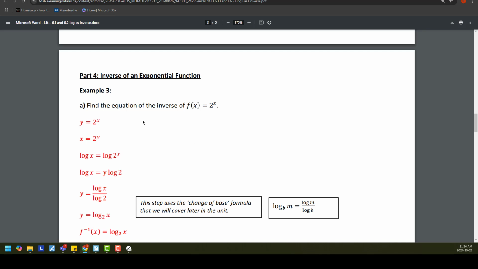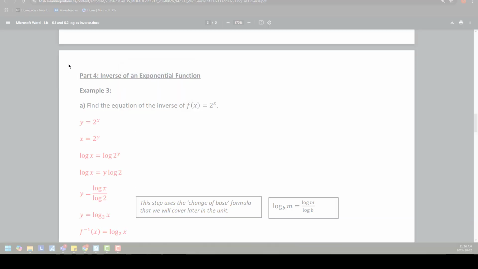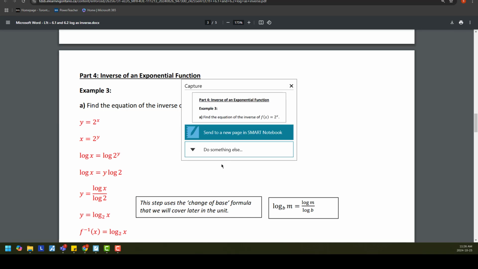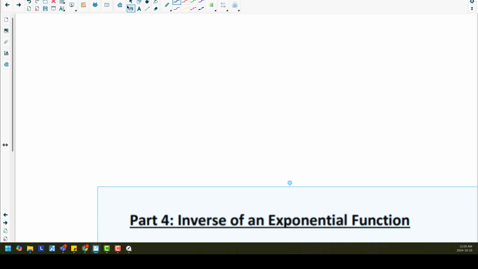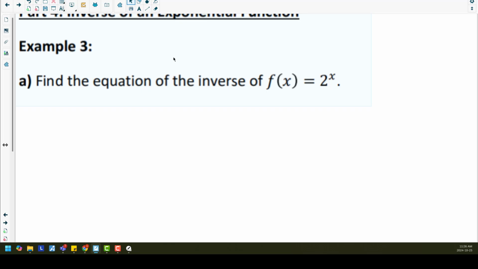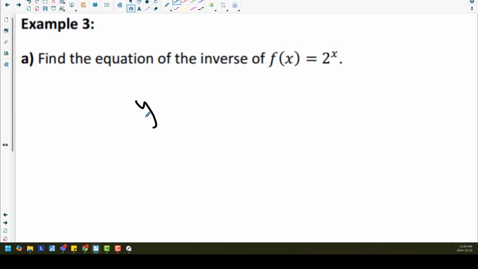Now we're going to figure out, example 3, we're going to find the inverse of f of x equals 2 to the power of x. How do we do this? So remember the rules for inverse. We are going to rewrite it in terms of y. That's the first rule. So this becomes y is equal to 2 to the power of x. Then we are going to swap my x and y values. So now this becomes x is equal to 2 to the power of y. We want to isolate for y, but y is in the exponent.